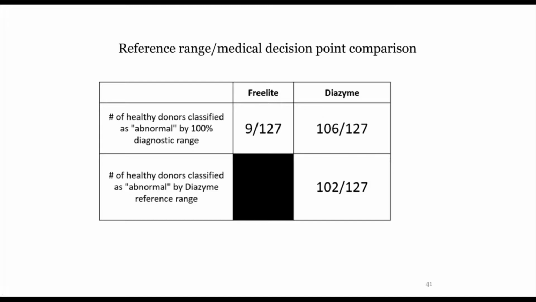In addition, we found that 102 out of 127 donors fell outside the reference range recommended for the kappa-lambda ratio by Diazyme, which is 0.22 to 1.74 when using the Diazyme assay. It should be noted that Diazyme currently does not provide a 100% diagnostic range for their assay. Thus, this is an unequal comparison, comparing the number of patients falling outside a reference range using the Diazyme assay with the number of patients falling outside a diagnostic range. However, it is apparent that significant adjustments will have to be made by clinical staff in result interpretation when making a switch from binding site to Diazyme reagents.